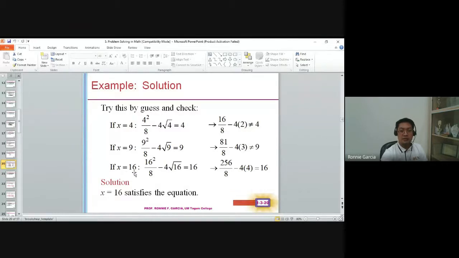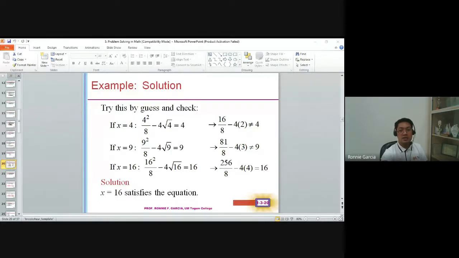16 is another perfect square. Square root of 16 is 4. So kung 16 imong i-substitute, 16 times 16 is 256 divided by 8 minus 4 times 4, the answer is 16. So ang nag-satisfy is 16. So the correct answer is 16.